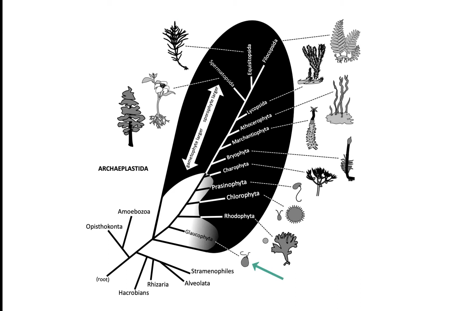So at the bottom you have the glaucophytes, and then the next two groups up are the red algae and green algae, which have both unicellular and multicellular members. Going up further, the bryophytes or mosses, and then up further are lycopsids, ferns, horsetails, and then the spermatophytes, which are angiosperms and gymnosperms.